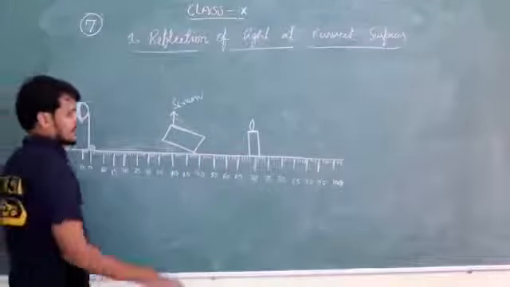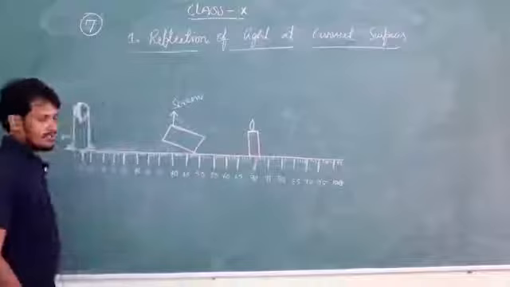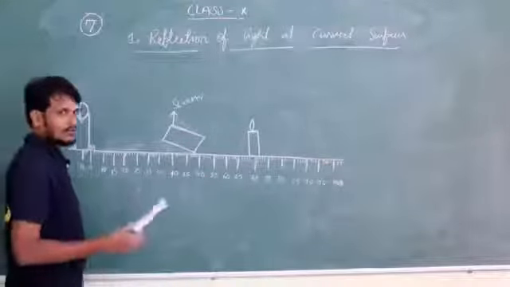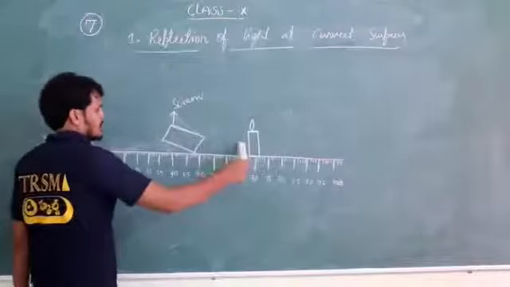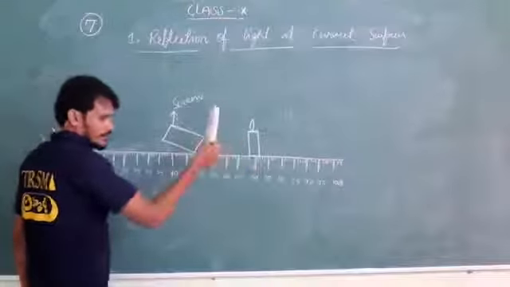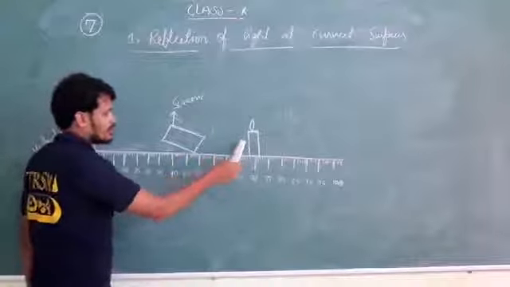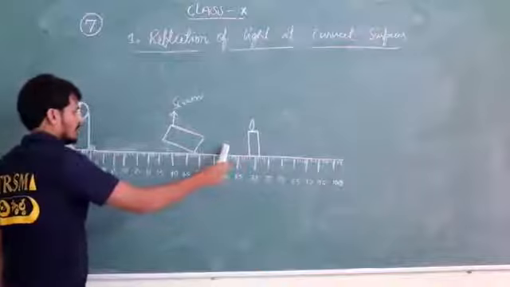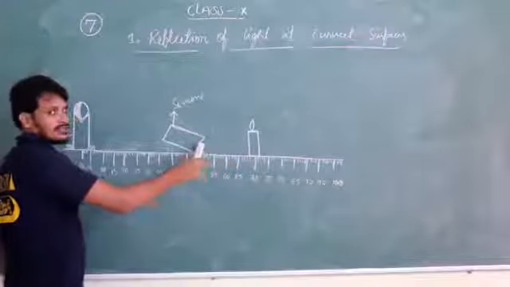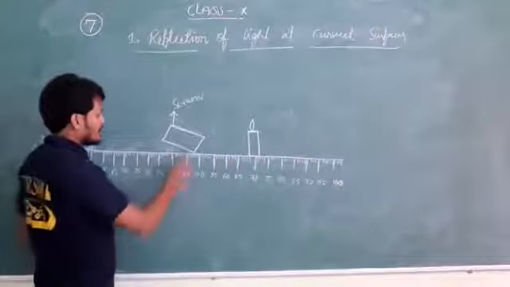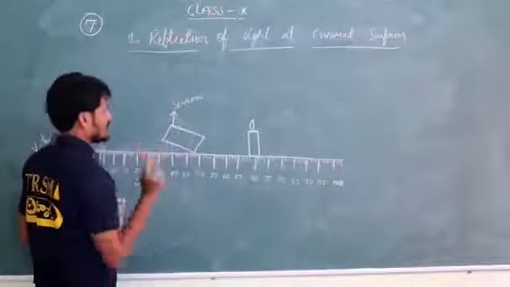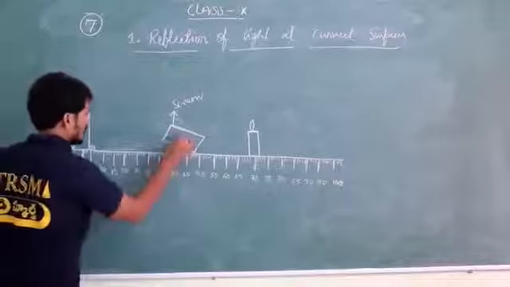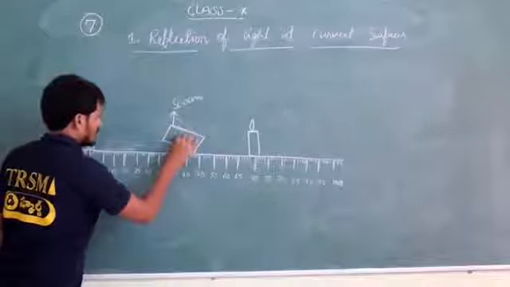For example, I place the candle at 70 centimeters, but at what distance the image comes, I don't know. So I move the screen from the object towards the mirror. Maybe the image forms at a distance of 50 centimeters, or 45 centimeters. So one sharp image appears here.